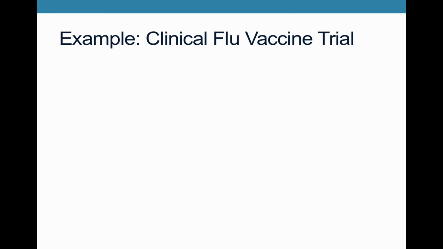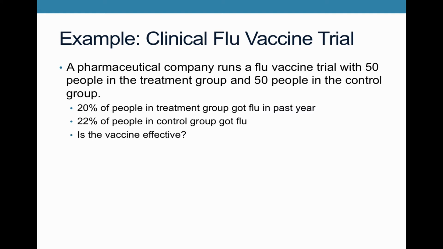So I'm going to go through this and explain once again with our example from the clinical flu vaccine trial. Imagine, again, you have this pharmaceutical company running a flu vaccine trial, 50 people in the treatment group, 50 people in the control group. And you have a difference where more people in the control group are more likely to get the flu, right? So you're asking, is the flu vaccine effective?